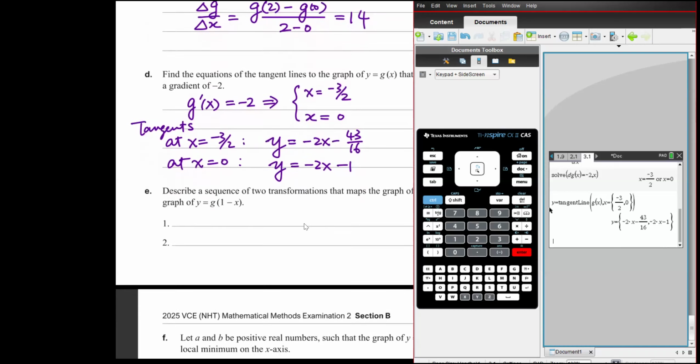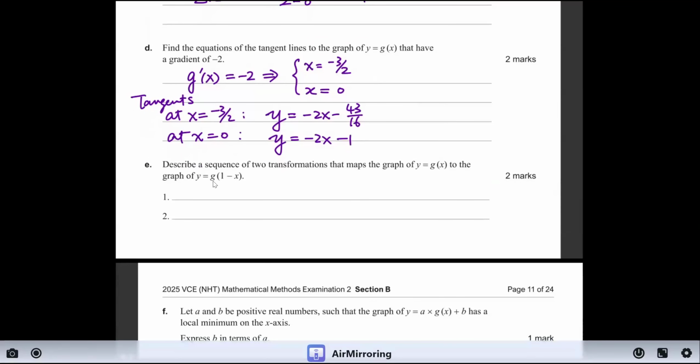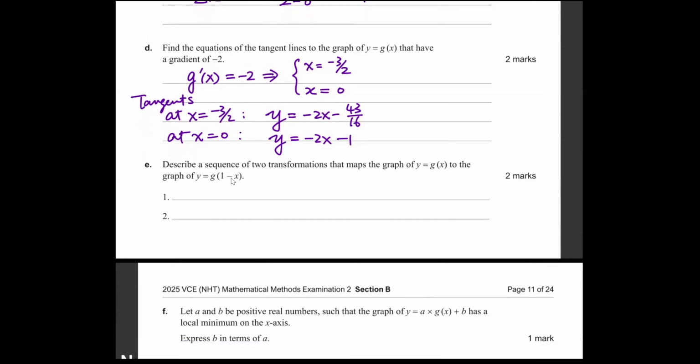Describe a sequence of two transformations that maps the graph of g to the graph y equals g of minus x. Basically, you could get g of x to g of minus x first, and then g of minus x to g of minus bracket x minus 1. So I'm taking the priorities of the transformations, okay?